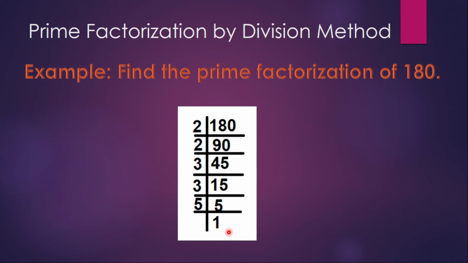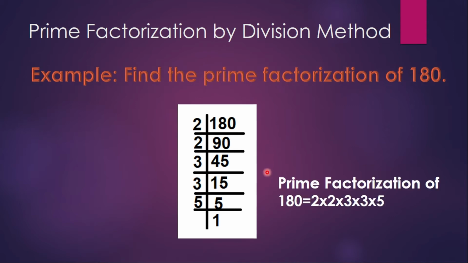So now it's time to write this as the product of prime factors. The prime factorization of 180 is 2 multiplied by 2 multiplied by 3 multiplied by 3 multiplied by 5. From where have we got this, children? We have got it from here. We have to write down all the numbers which are used to complete the division.